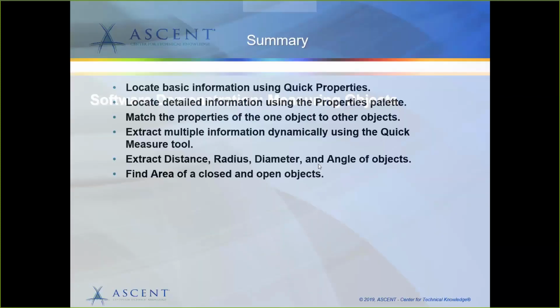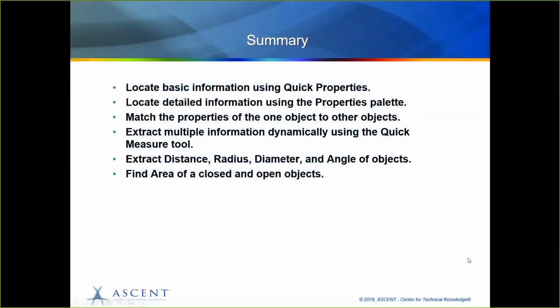into our PowerPoint slide. So to summarize today's presentation, we were able to locate basic information using the quick properties. We were also able to locate detailed information, and we were also able to modify that information using the properties palette. Today I showed you how to match the properties of one object to another object. I also showed you how to extract multiple information dynamically using the quick measure tool.